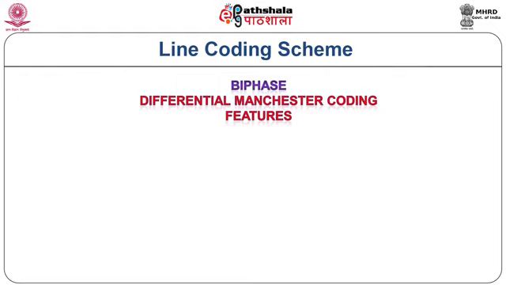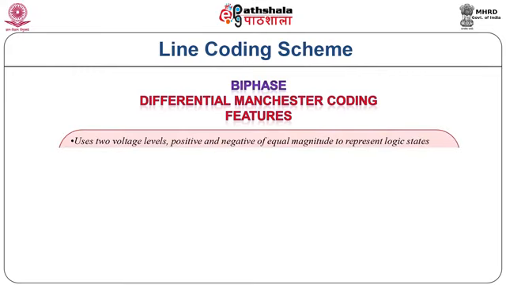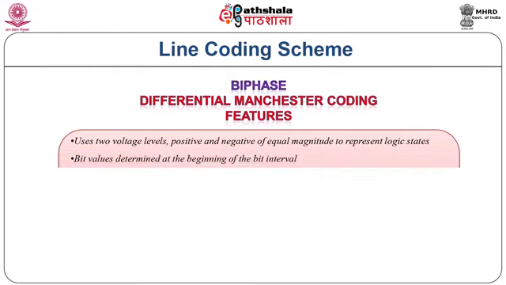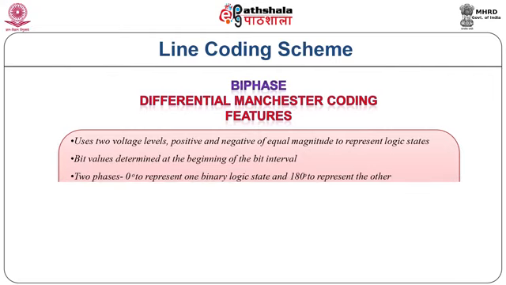Let us now understand the features of differential Manchester coding. Like Manchester coding, it uses two voltage levels to represent logic states. Each bit of data is represented by at least one transition in the middle of the bit interval, as discussed in the earlier slide. The bit value at the beginning of the bit interval determines the logic state. The code also uses phases to represent binary logic states, as in Manchester.